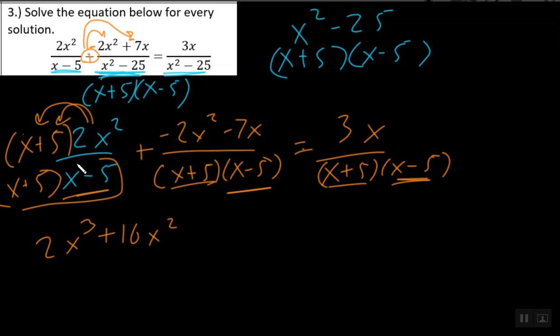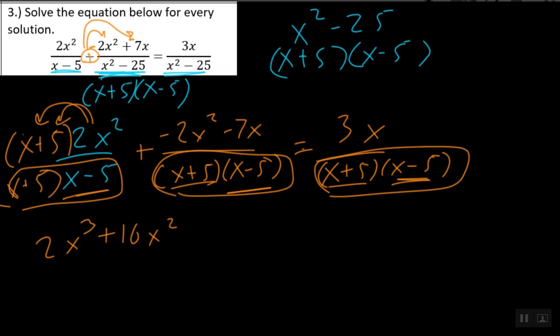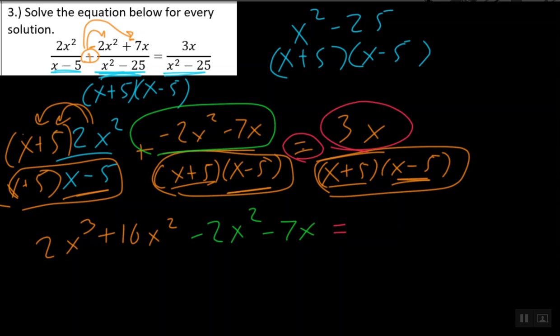Now notice, because all of these denominators are the exact same, we can actually just ignore them, and we can write the rest of this. I can bring down, here I'll use different colors to show you, I can bring down this minus 2x squared minus 7x, and I can then set that equal to that numerator, 3x.